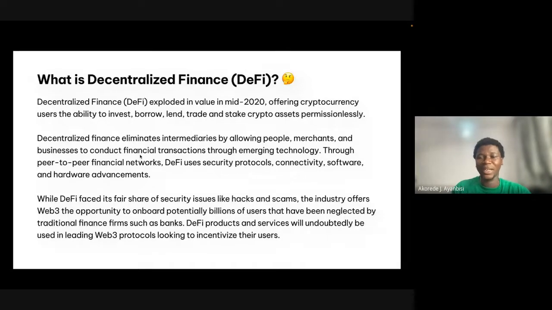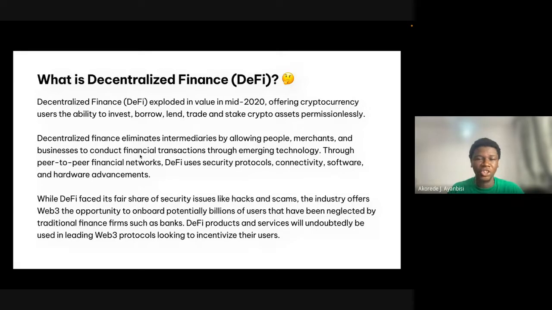Decentralized finance eliminates intermediaries by allowing people and merchant businesses to conduct financial transactions through emerging technology and a peer-to-peer financial network. DeFi uses security protocols, connectivity, software, hardware, and advancements. While DeFi has faced its fair share of security issues like hacks and scams, I'm very sure if we are conversant with the crypto and blockchain space, we'll know that there are a lot of scams going on in that space, especially with NFTs. When NFTs were still very huge, there was a lot of noise about NFTs earlier this year, and there were a lot of scams. Decentralized finance faces that because some of the users don't even know about security to start with, and their wallets got hacked and their money got squandered.